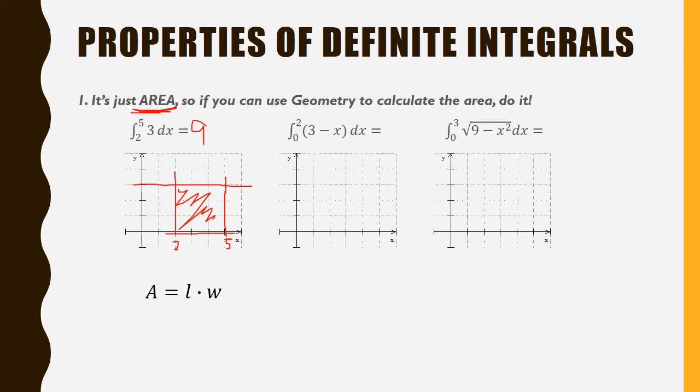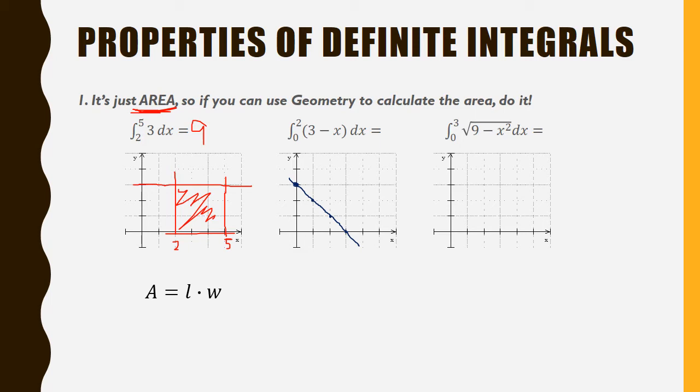In the second integral, we have a little bit more to do. This is a line, so think of it as the graph of a line. The y-intercept is 3, and the slope is -1. So you can imagine here our line with slope -1, and the graph of that kind of goes like this.